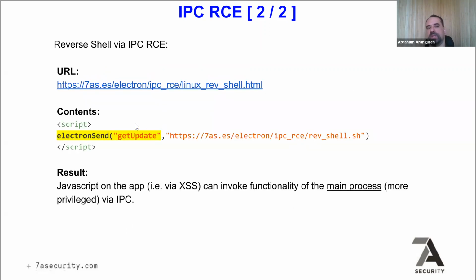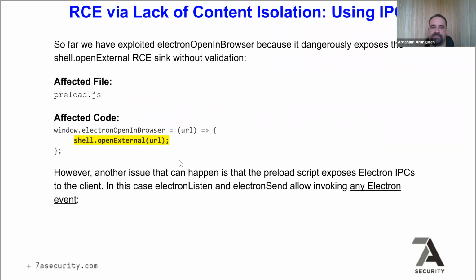So what we will do is to send a fake update, which will be a Linux reverse shell. And then with XSS, we are basically just doing this, right? So Electron send of get update, and then this will provide an update, which is basically a shell script that will give us a reverse shell. What it is doing, right? So this is all hosted here, so you can follow the exercise on your own.